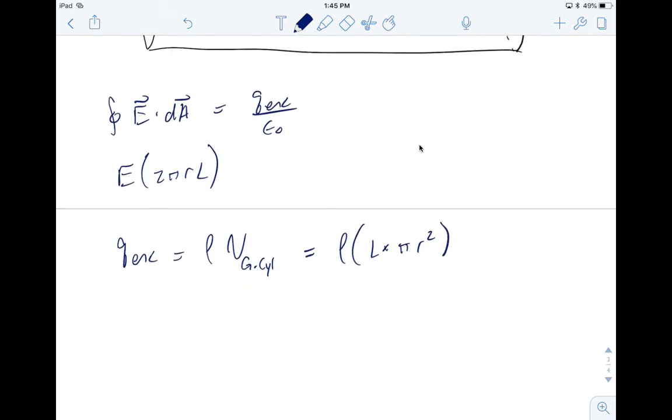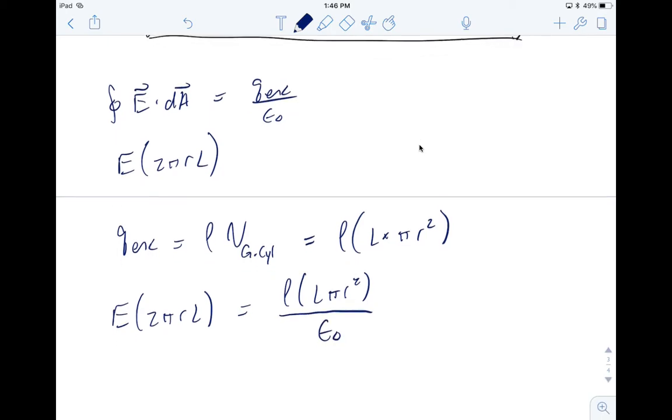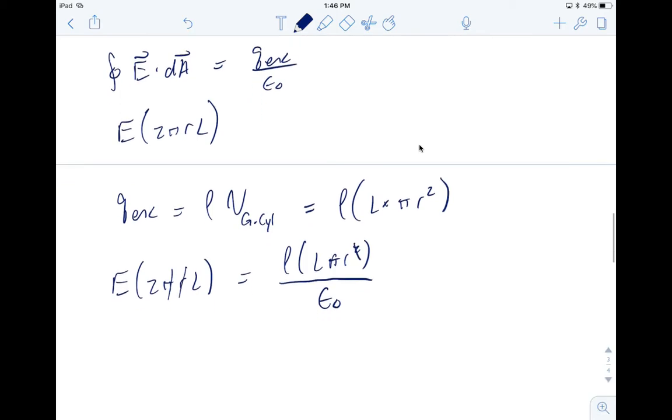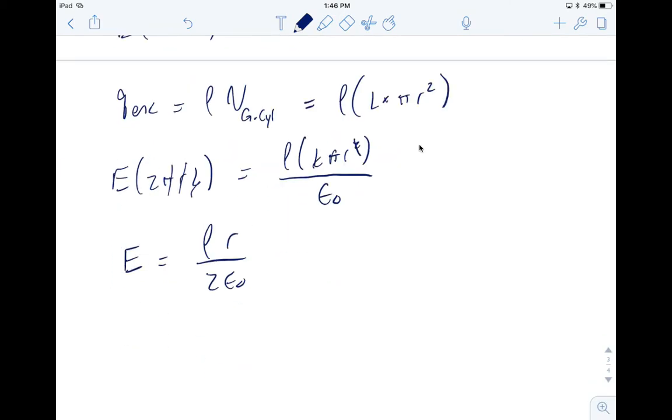Setting the left side equal to the right side, we have E 2 pi r L equals rho L pi r squared divided by epsilon naught. This time the pi cancels, one of those r's cancels, and the L's cancel too. So we're left with E equals rho r over 2 epsilon naught. And that is the electric field inside of a uniformly charged cylinder.